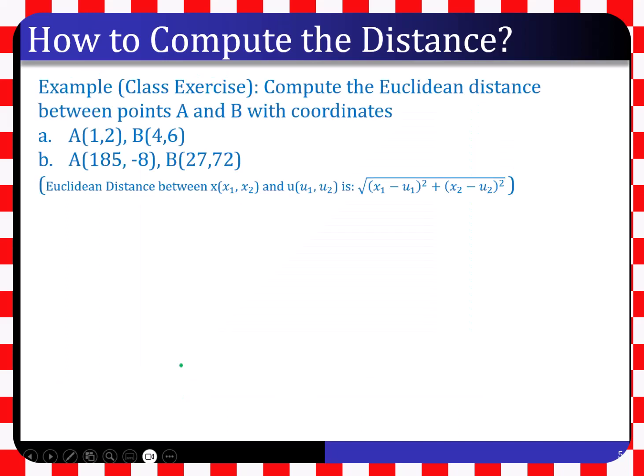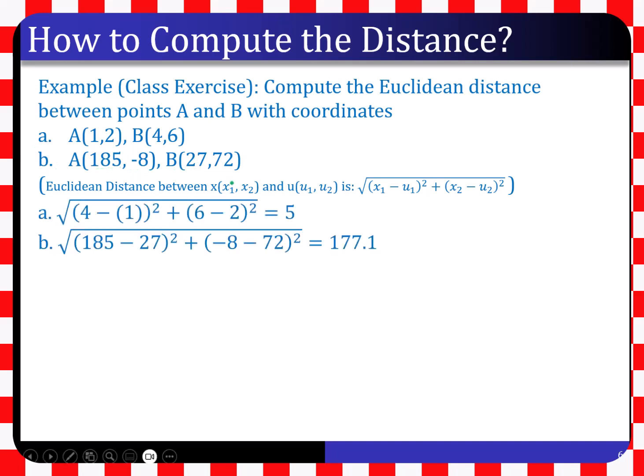Similarly, we can calculate another distance. For example, here, look at A and B. The x coordinate of point A is 185, the x-coordinate of B is 27. The distance is calculated as the difference between 185 and 27 squared. Similarly, y is going to be the y-coordinate of this point minus the y-coordinate of this point squared, and take the square root. So the distance between this point A and this point B is 177 in this simple setup.